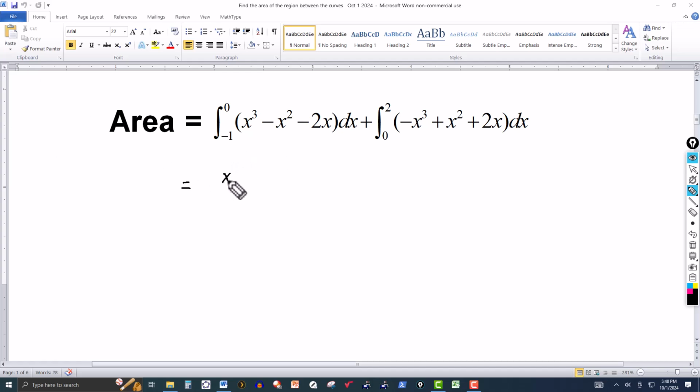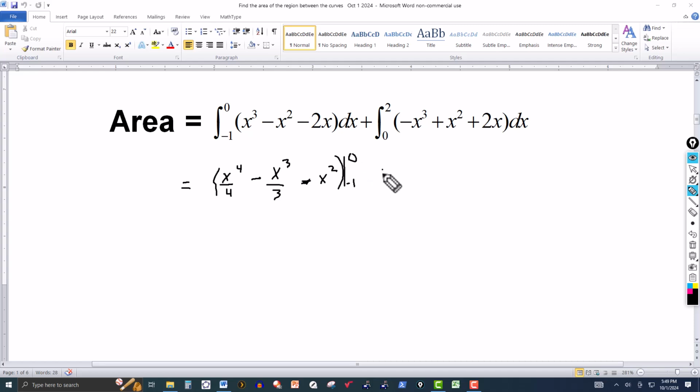So for the first one is x to the 4th. We add 1 to the exponent and divide. So it's x to the 4th over 4 minus x to the 3rd over 3 minus, again, add 1 to the exponent, it says squared, and divide gives us a minus x squared, and this is evaluated from -1. This goes from -1 to 0.